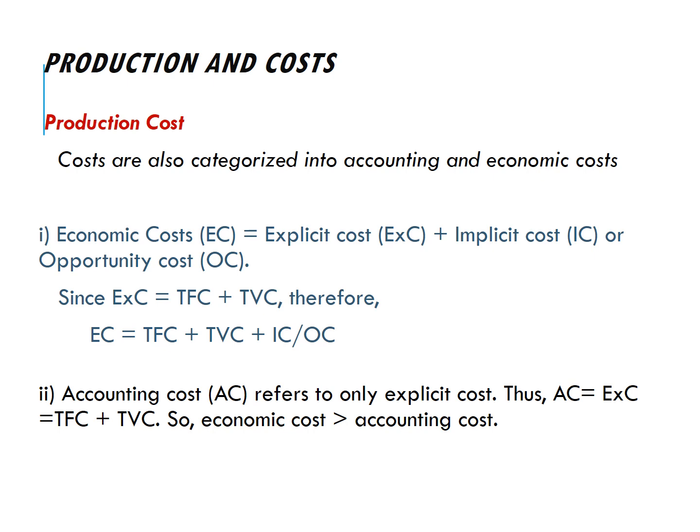So cost we also can categorize into accounting cost and economic cost. So what is the difference? Let's look at the accounting cost first. Accounting costs refer to only explicit costs. So what is the explicit cost just now? Explicit cost is the total fixed cost plus total variable cost.